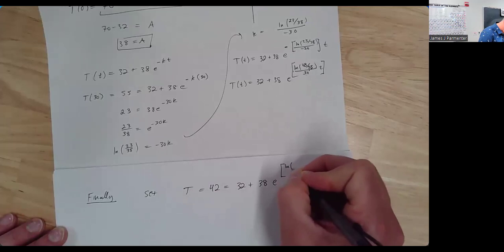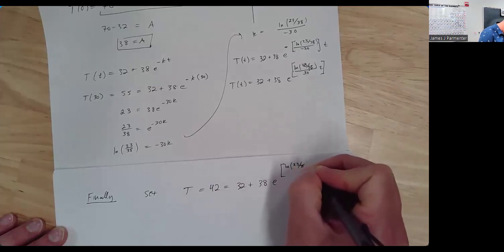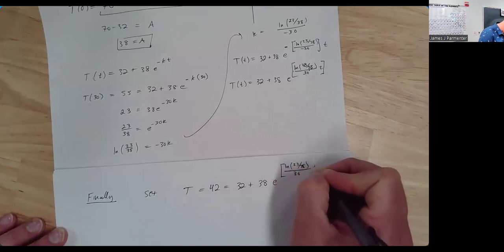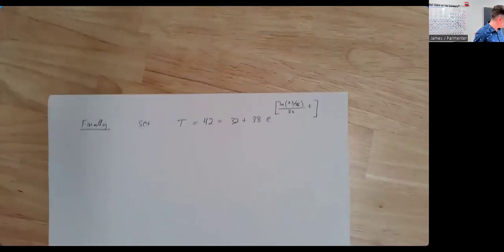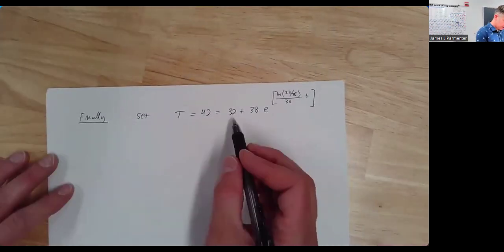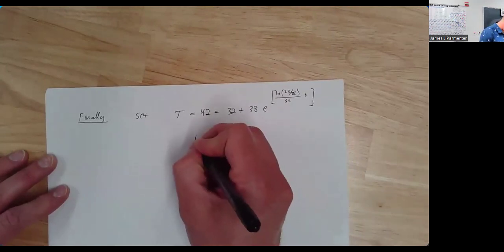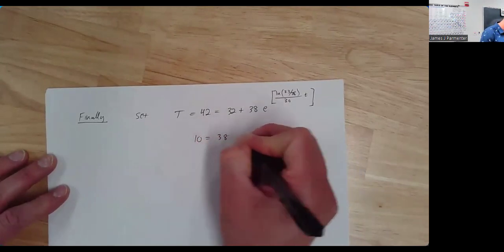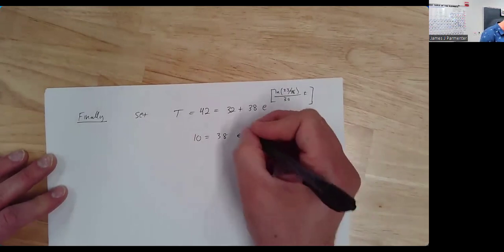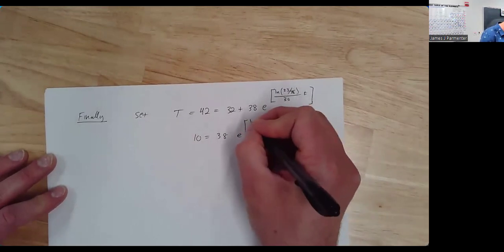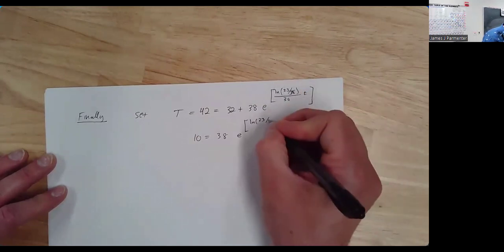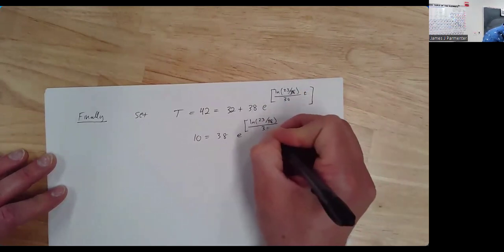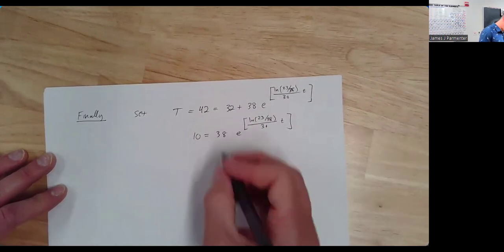And then we're going to solve for time, which is a very similar process to solving for k, which we just did. So subtract 32, you get 10 equal to 38 times e to the natural log of 23 over 38 over 30 times t. Divide by 38.